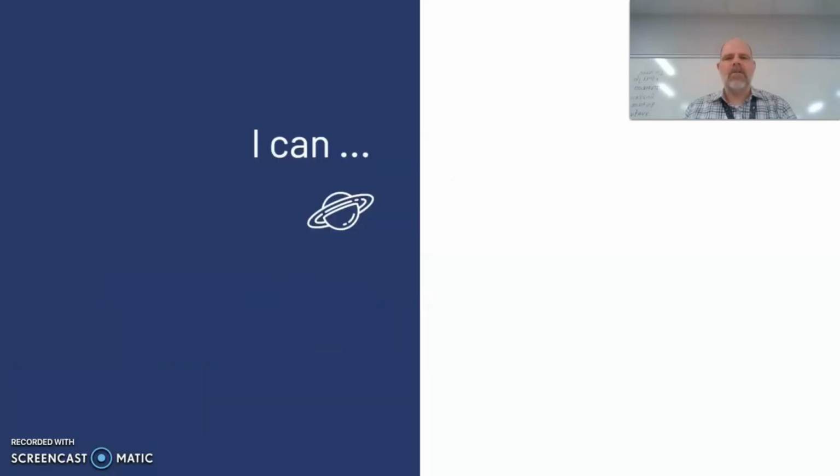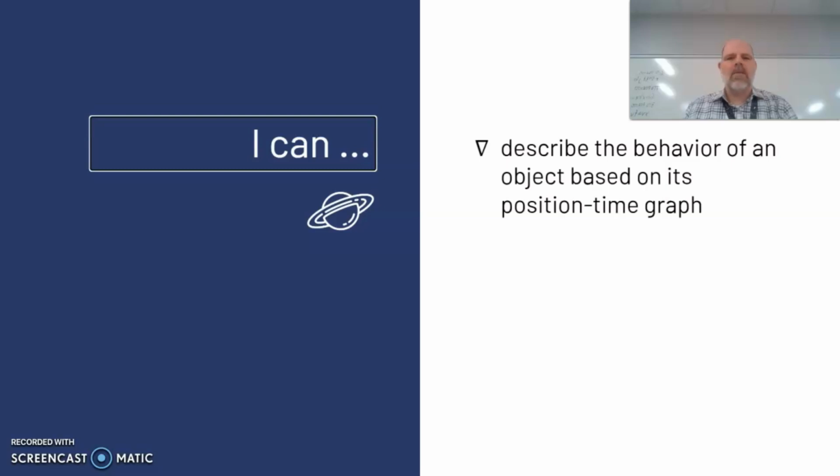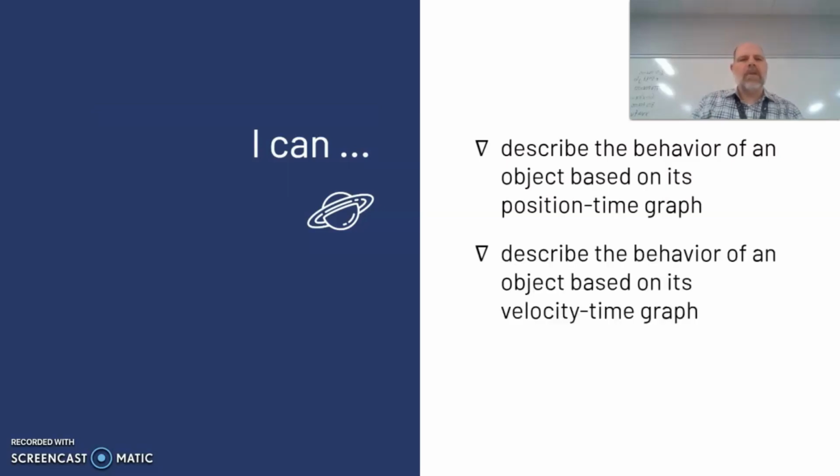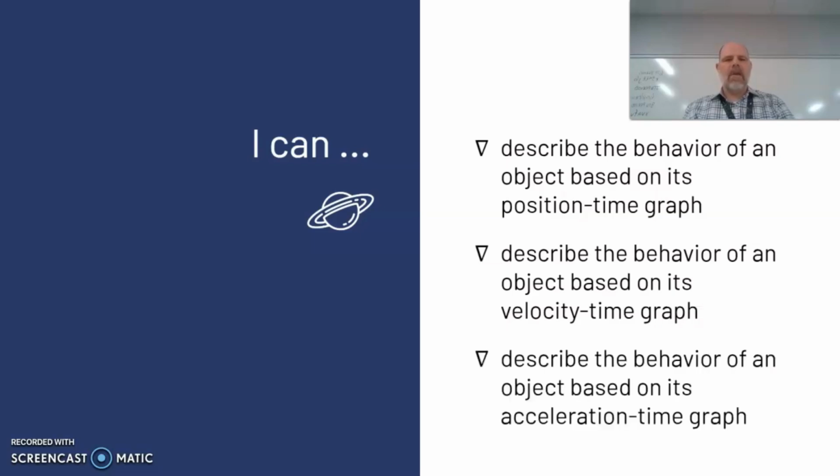The success criteria for this lesson are: I can describe the behavior of an object based on its position time graph, I can describe the behavior of an object based on its velocity time graph, and I can describe the behavior of an object based on its acceleration time graph.